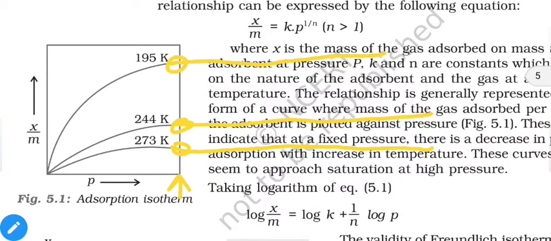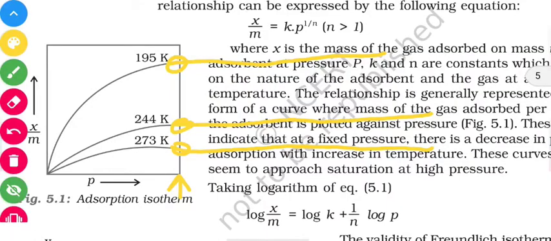That means the saturation point, or we can say that almost the full surface of the adsorbent is covered. So no surface is left for new molecules to be adsorbed. That's why you will get constant results after a certain pressure value.